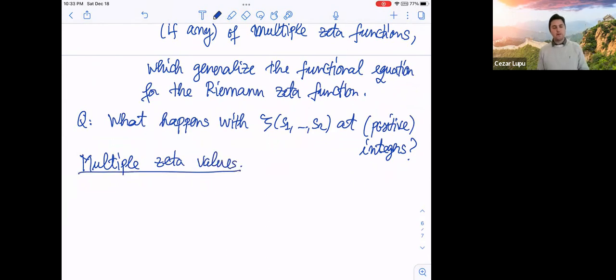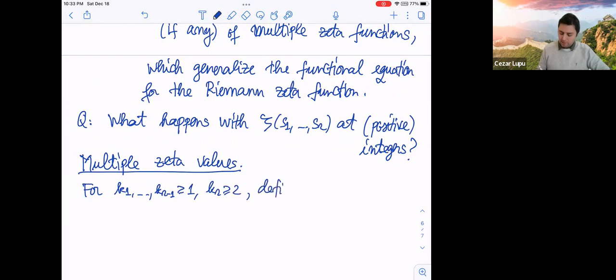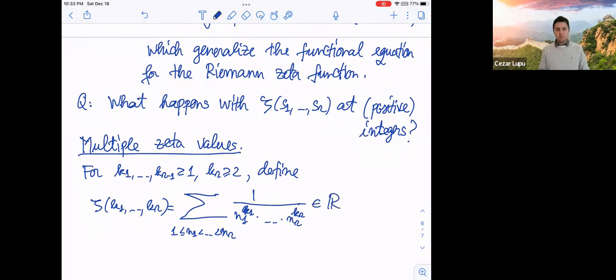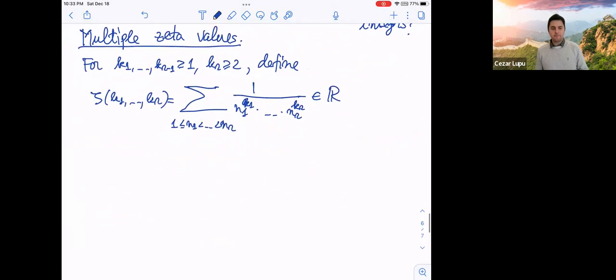Just like in the case of the multiple zeta functions, for k1, ..., kr minus one, and kr greater or equal than two, we define these numbers as zeta of k1, ..., kr as these nested sums. They're convergent, they converge very slowly. It's one over n1 to the k1 times ... nr to the kr. And of course, because of the conditions that we impose, this will define a real number.